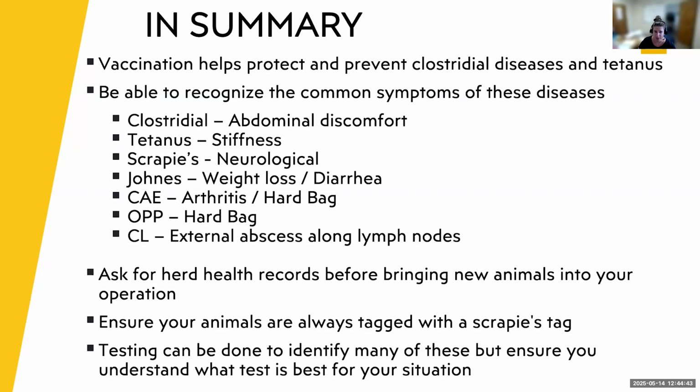Before you purchase new animals, you should always ask for herd health records. Quite a few breeders, especially in more registered herds, will keep those to be able to prove the cleanliness of their animals. Ensure your animals are always tagged with a scrapie tag, especially if you're selling or buying animals. They need to always have a scrapie tag. And then testing can be done to identify many of these, but ensure that you understand what test is best and also what those results mean.